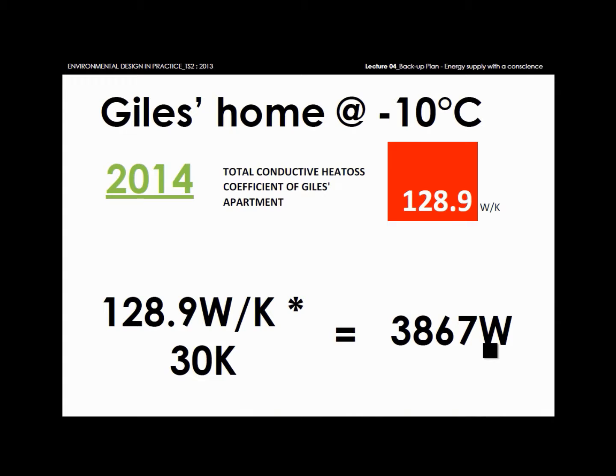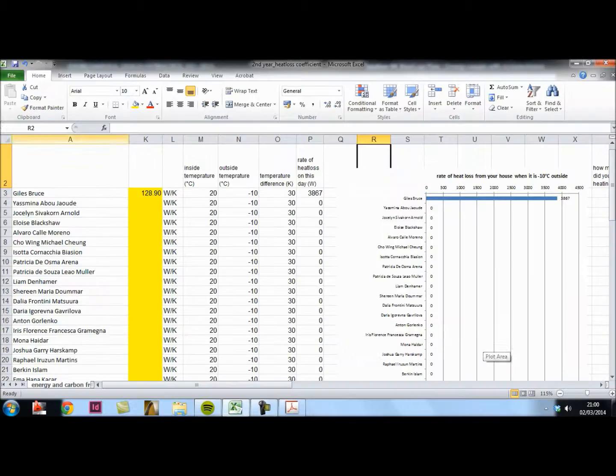All we need to do is to multiply this figure we got for each of our apartments, and in my case I told you it was 128.9 watts per Kelvin. I'm multiplying that by Kelvin, which is, as I say, this temperature difference. So 128.9 multiplied by 30 Kelvin, that's on a day that it's minus 10 outside and plus 20 inside. That's going to give us a rate of heat loss for my apartment of 3,867 watts.